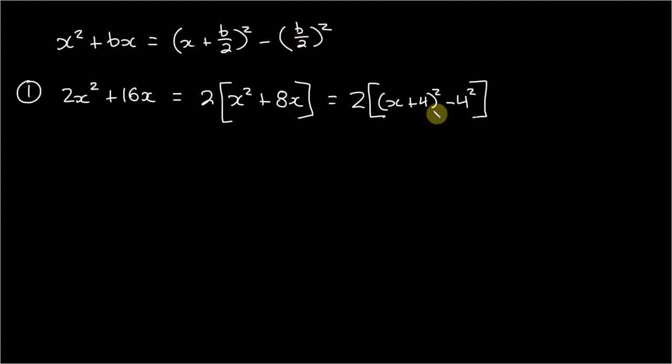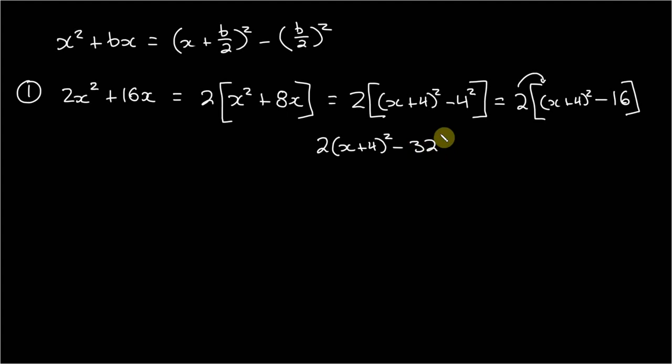And I'll just close brackets, and we can simplify this a little bit more. It's going to be 2 times (x plus 4) squared minus 16, right, because 4 squared is 16. And finally, we can bring this 2 back in, and that's going to leave us with 2(x plus 4) squared minus 32, because we're just bringing this 2 back in, like so. Okay, and we're done.